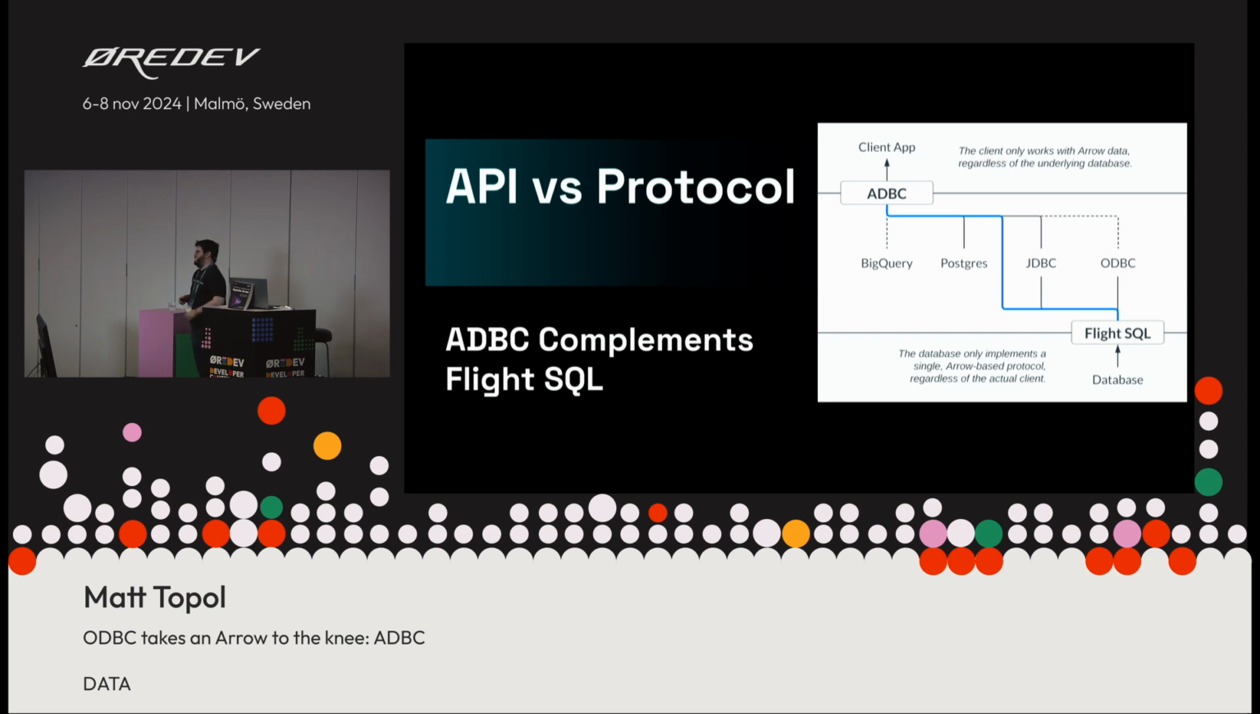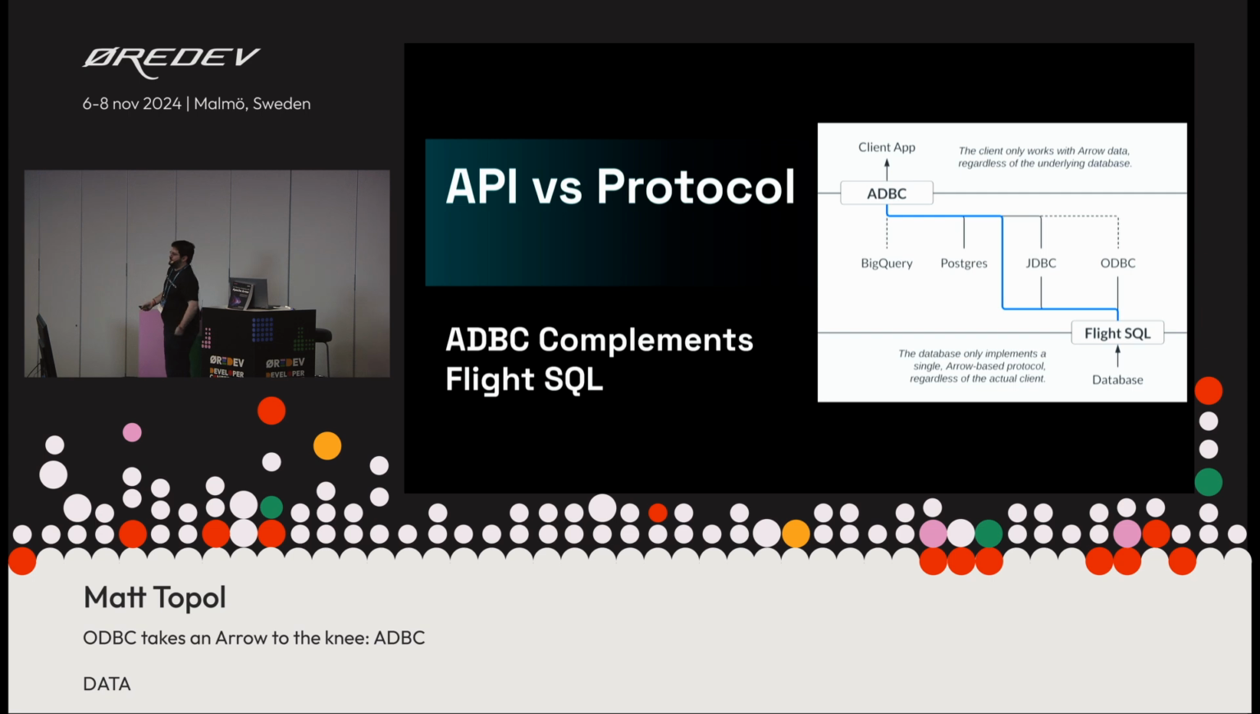Now, if you've heard of Arrow Flight SQL, the protocols, you might be wondering what the difference is here. I already have Arrow Flight or Flight SQL. Why do we need ADBC? It's a separate thing. It's an API versus the protocol. Arrow Flight and Arrow Flight SQL are protocols, whereas ADBC is a client-side API.